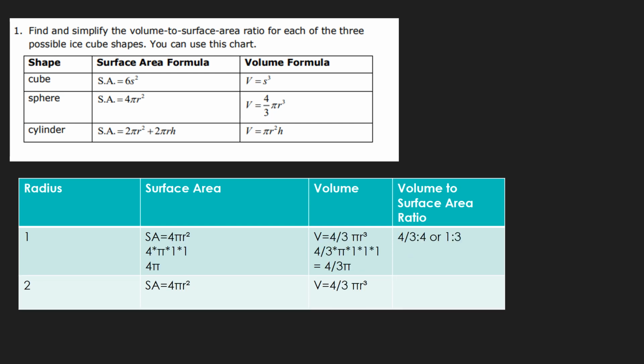We've done the same thing with the sphere. You've got 4 pi r squared for the surface area. So again, I did the radius of 1. 4 pi times 1 times 1 and get 4 pi. Do the volume, 4/3 times pi times the radius cubed. And you get 4/3 times pi times 1 times 1 times 1 gives us 4/3 pi. And so you do get 4/3 to 4. And when you simplify that, that comes out to 1 to 3.